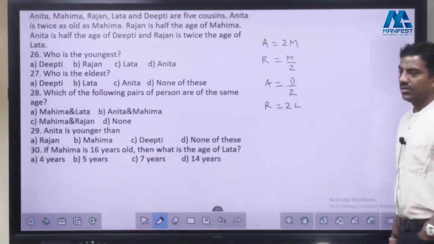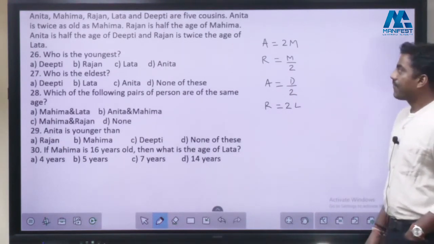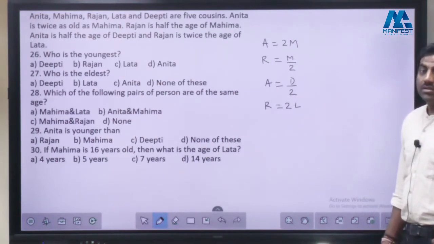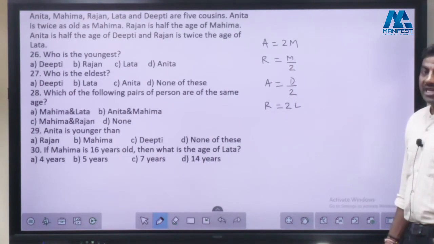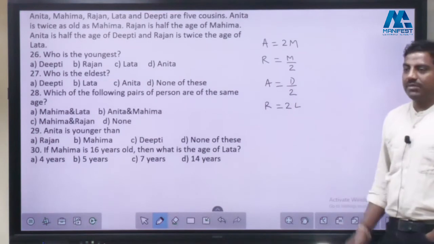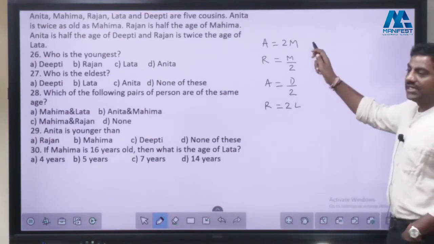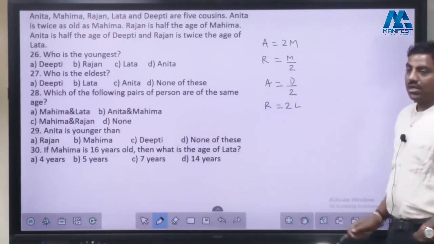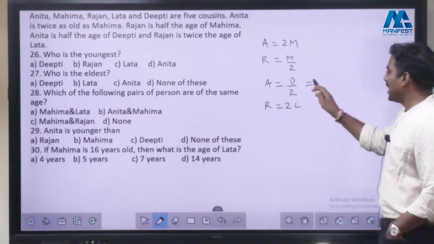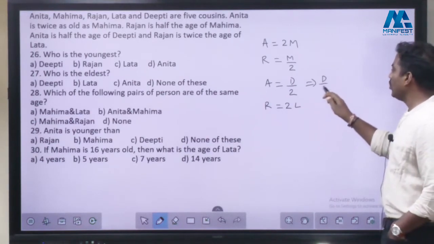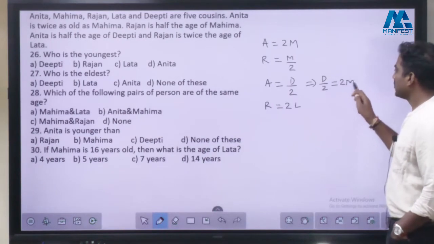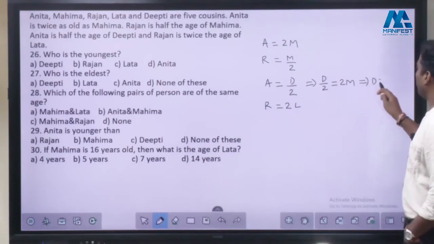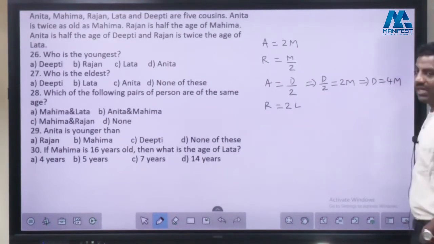Now see here, most of the ages are expressed in terms of what? Expressed in terms of Mahima. So can we take reference as Mahima? Anita is 2 times Mahima, Rajan is half of Mahima, Anita is half of D, but can I write this as D by 2 is equal to 2m? Because A is equal to 2m, no? So this is D is equal to 4m. Again I have expressed in terms of Mahima.